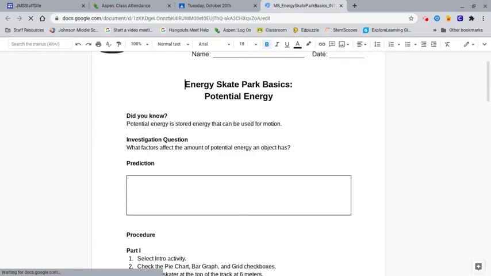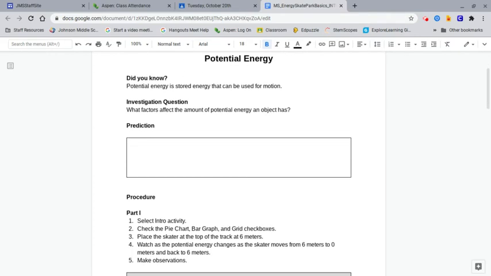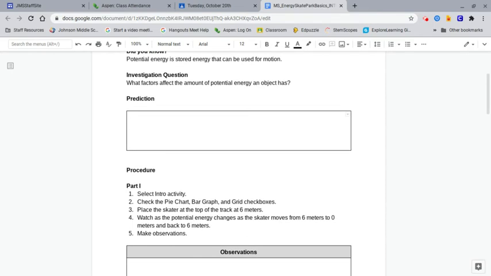So Energy Skate Park Basics begins with a potential energy activity. It says, did you know potential energy is stored energy that can be used for motion? The investigation question for the potential energy portion is what factors affect the amount of potential energy an object has? So you may need to make a prediction. What factors do you think the amount of potential energy on an object has? You're going to type your prediction or handwrite it on your paper packet here.